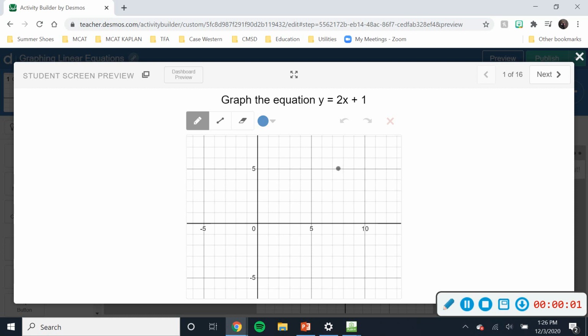Today we're going to be going over how to graph these linear equations. So the steps to graph are always going to be the same. First, we start with the y-intercept. Second, we graph the slope, and then we connect all our lines together.